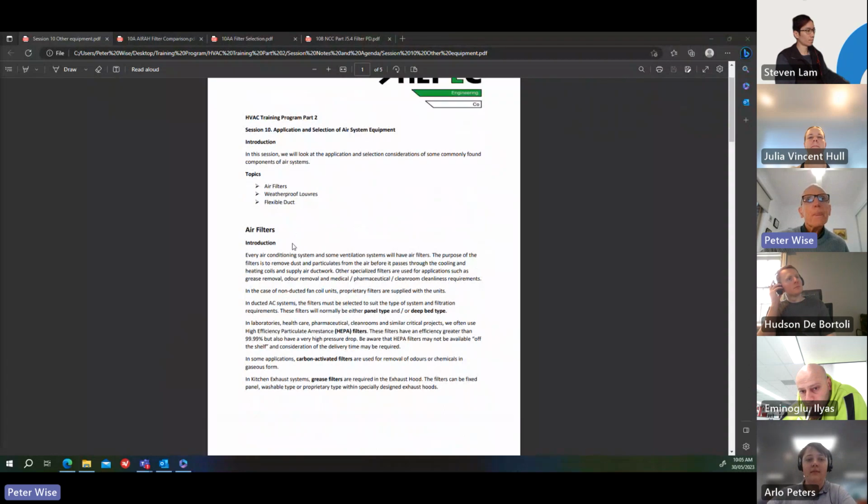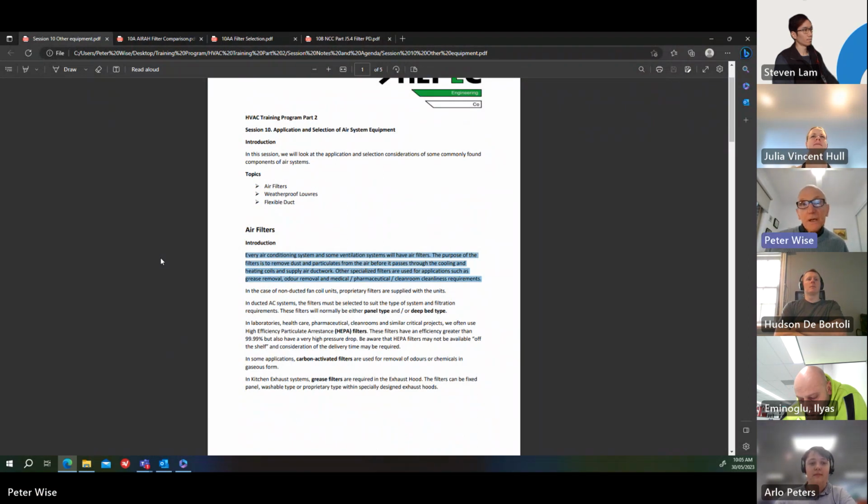So air filters. I'll highlight that so you can see where I'm reading. Every air conditioning system and some ventilation systems will have air filters. The purpose of the filters is to remove dust and particulates from the air before it passes through the cooling and heating coils and supply air ductwork. That's one purpose. Other specialised filters are used for applications such as grease removal, odour removal, and in medical pharmaceutical type requirements, clean rooms and so on.